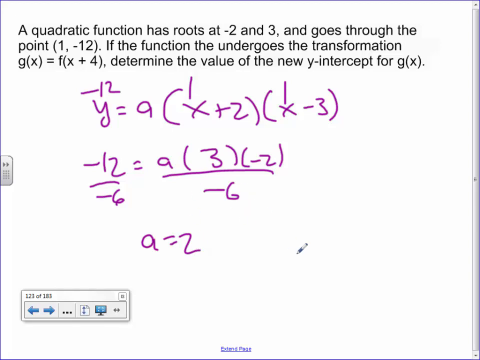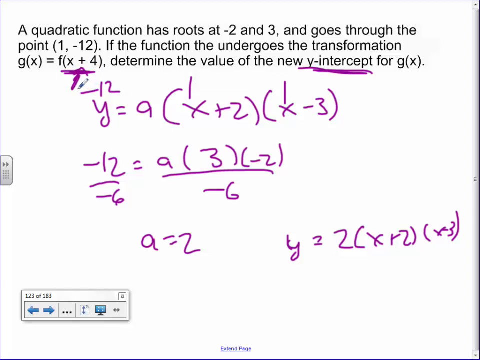Okay, well now we know our equation. Our equation is y equals 2 times (x plus 2)(x minus 3). Now, it wants to know what happens if it undergoes this transformation. Then it wants to know the new y-intercept. Okay, so let's talk this through here. What does this transformation right here mean?